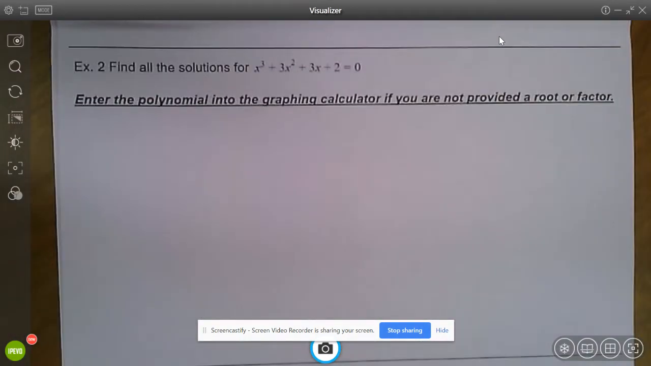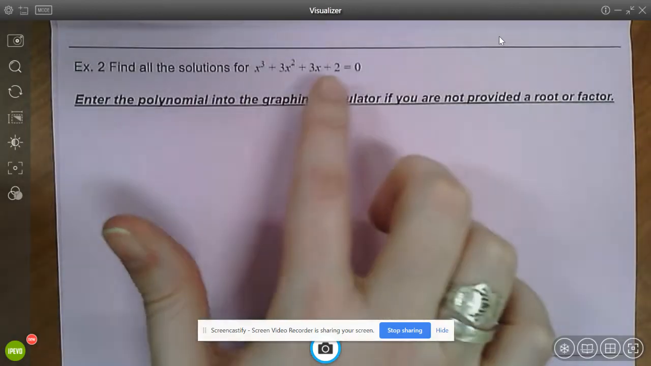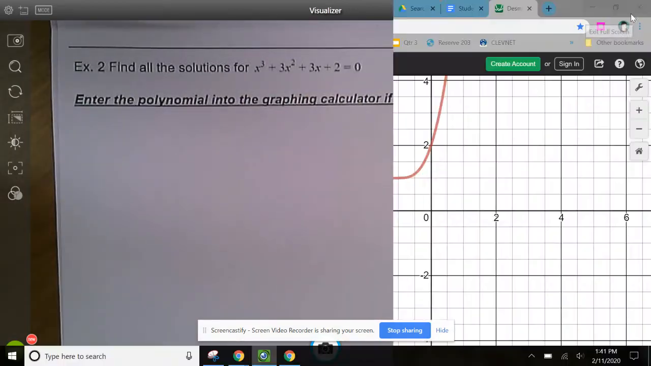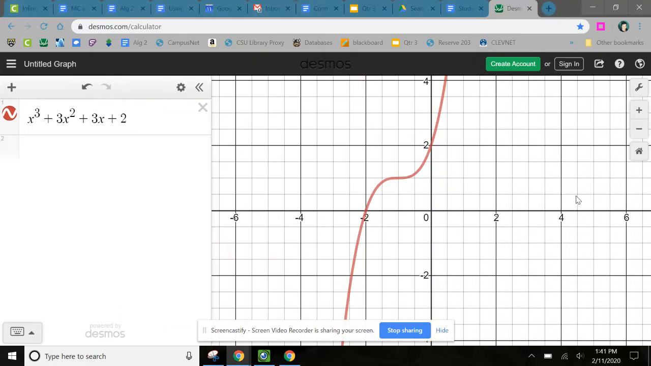Okay, so we're going to do example 2. And what we're moving on to is solving algebraically. And there's a very specific reason why we would want to solve algebraically, and you're going to see why in this problem. So before, what would happen is we would have a polynomial like this one, and you would go into Desmos and put it into Desmos. So that's what I did. I put this polynomial into Desmos, and this is what the graph looks like.